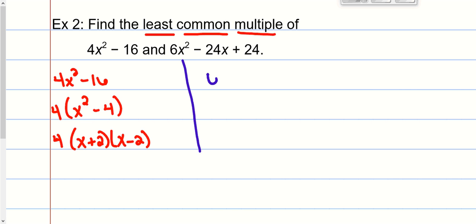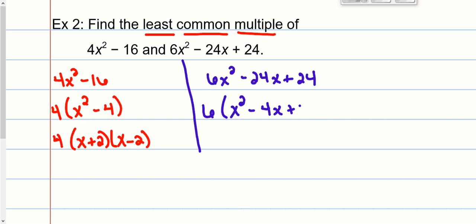I have 6x squared minus 24x plus 24. Take out the greatest common factor first, which in this case is going to be a 6 because they don't all have x's. When I factor out a 6, I'm left with x squared on the first term, minus 24x divided by 6 is 4x, and 24 divided by 6 is 4. Now I'm going to factor this using p and s. So using p and s, I am multiplying to get 4 and adding to get negative 4.